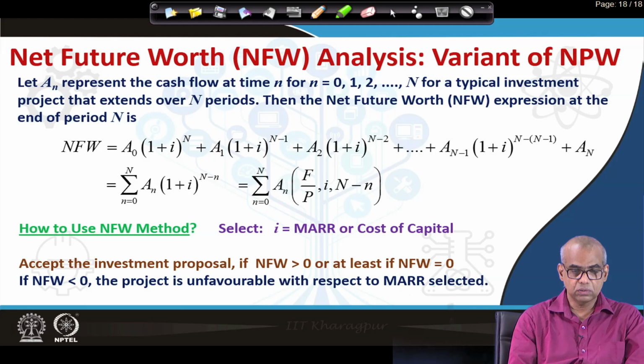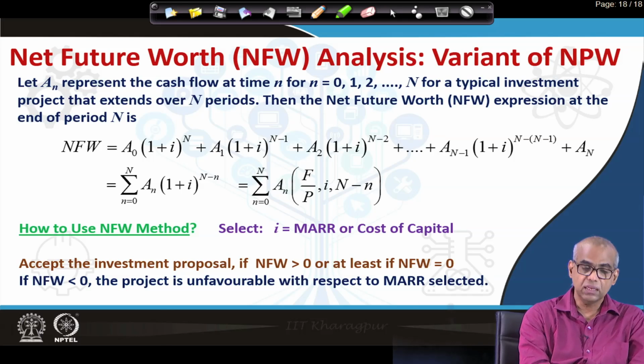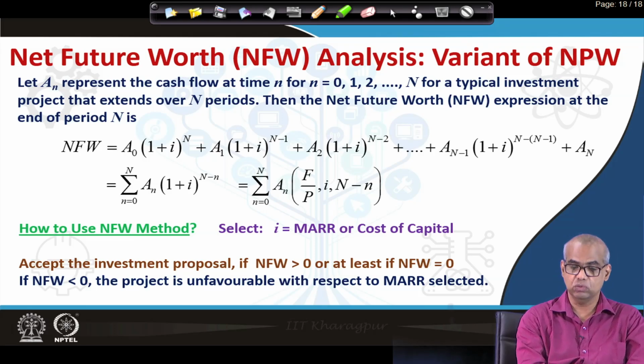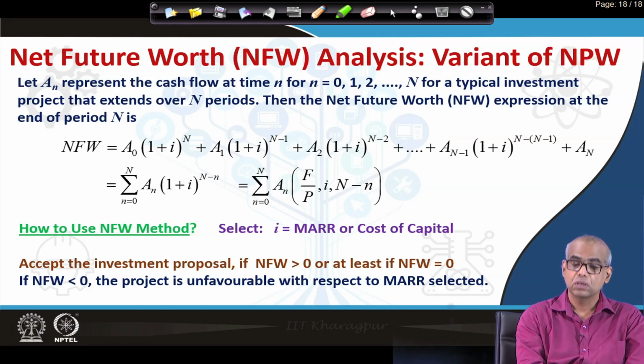So, let us first select a minimum acceptable rate of return or cost of capital. Then the investment proposal will be accepted if the net future worth is greater than 0, or at least if net future worth equals 0. If net future worth is less than 0, the project is unfavorable with respect to the rate of interest, that is the minimum acceptable rate of return or cost of capital selected.